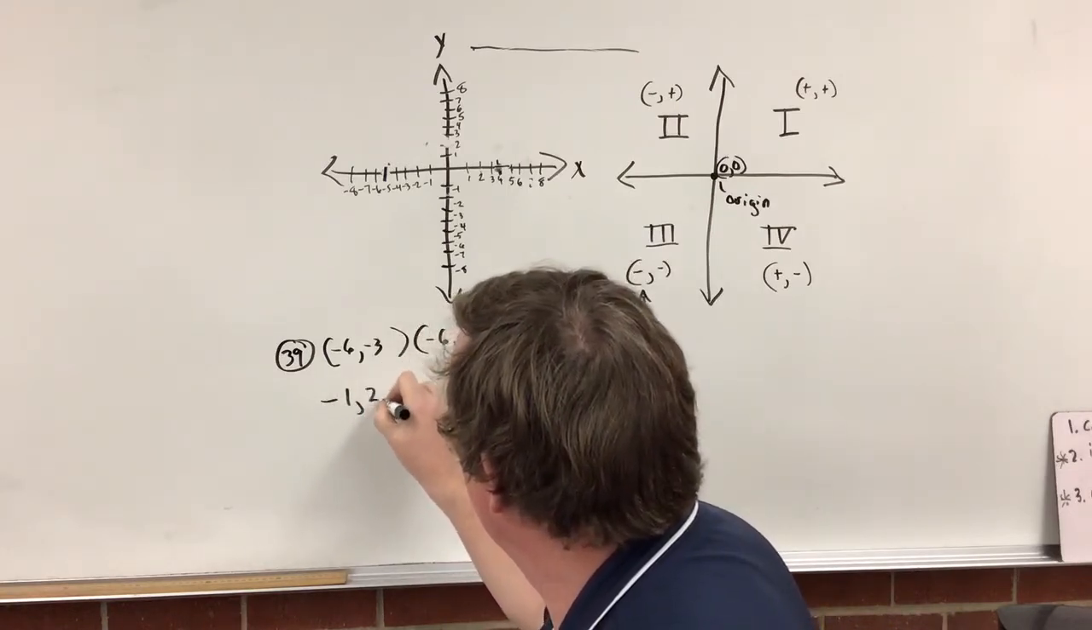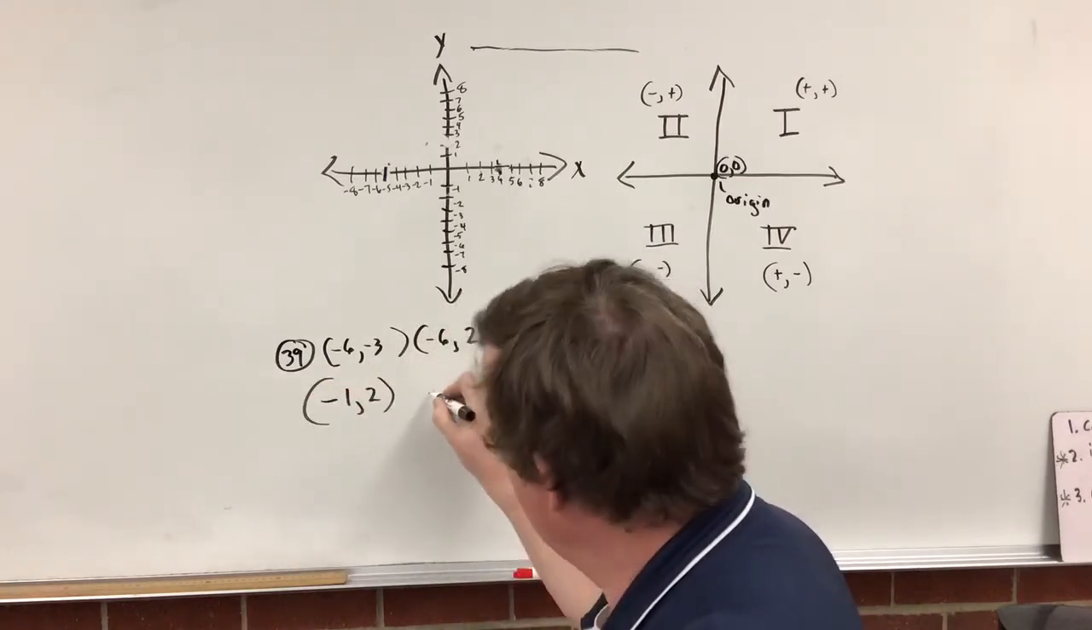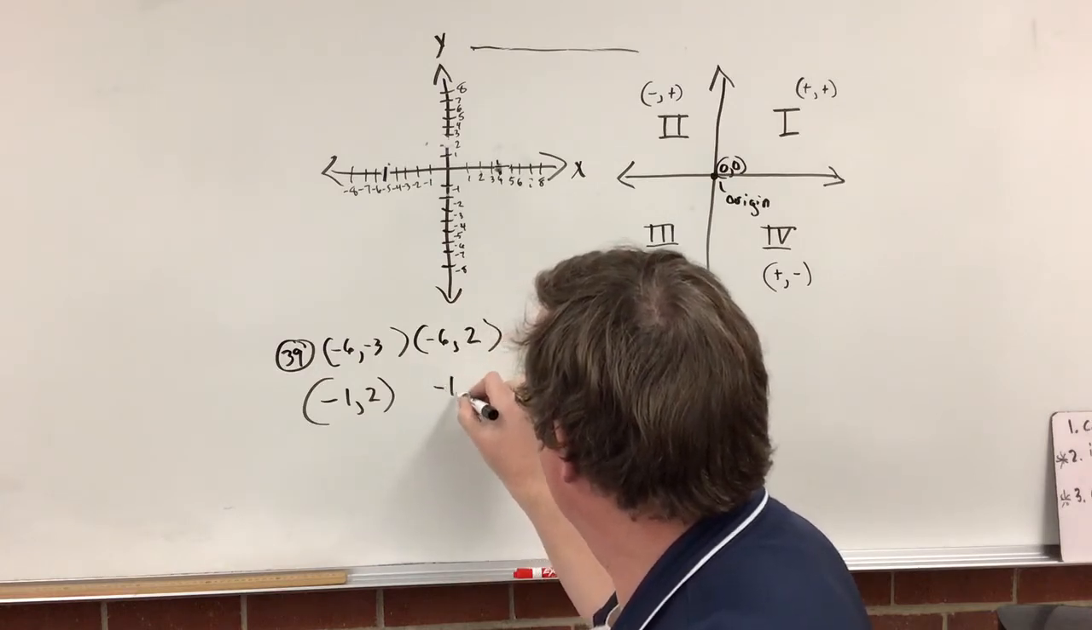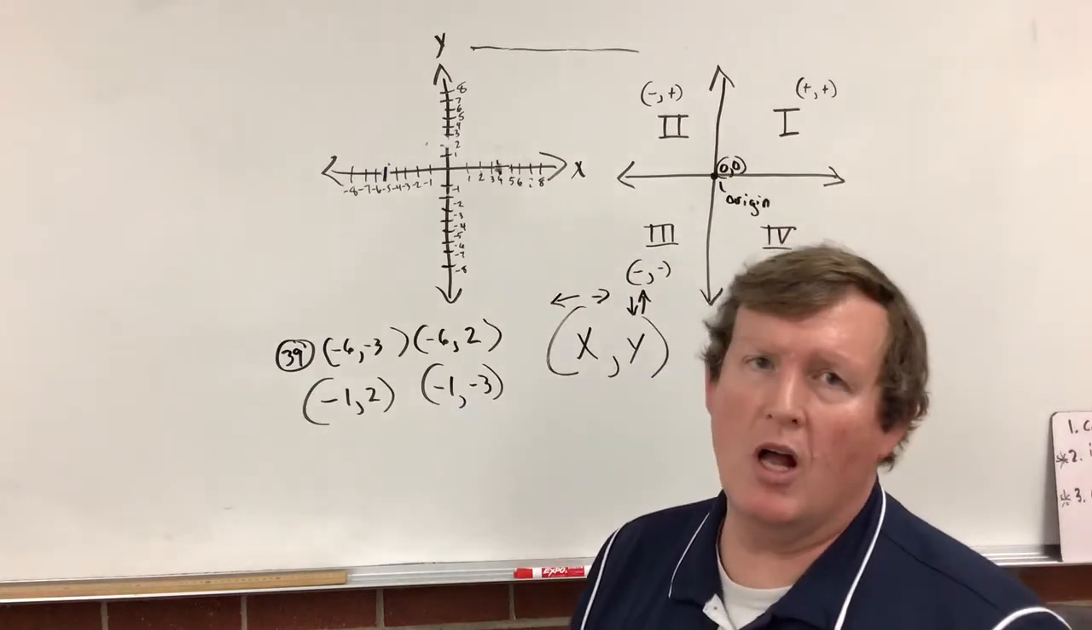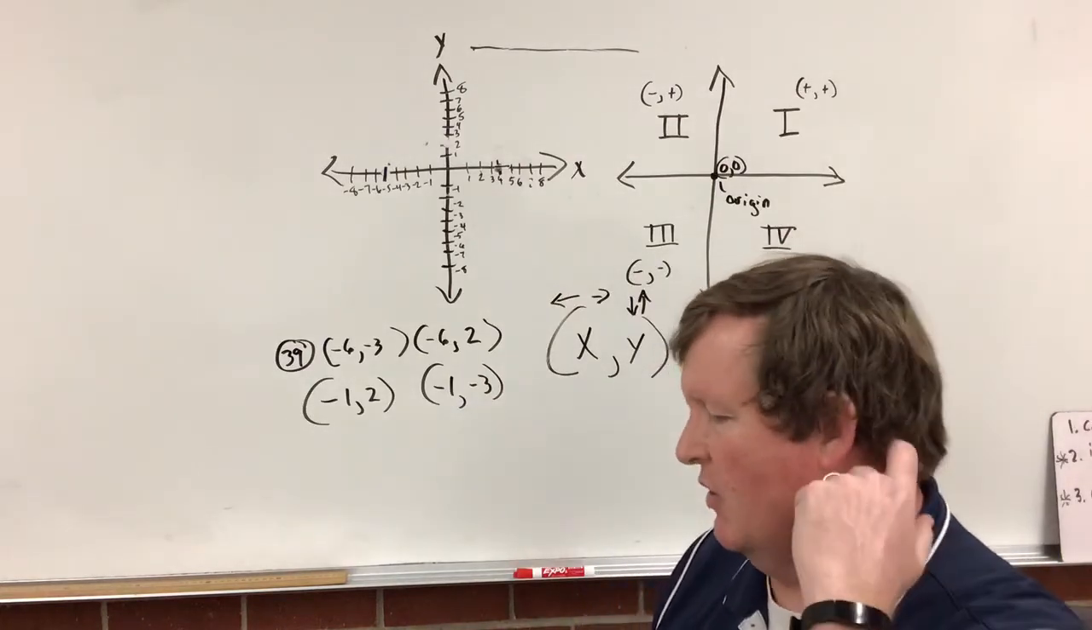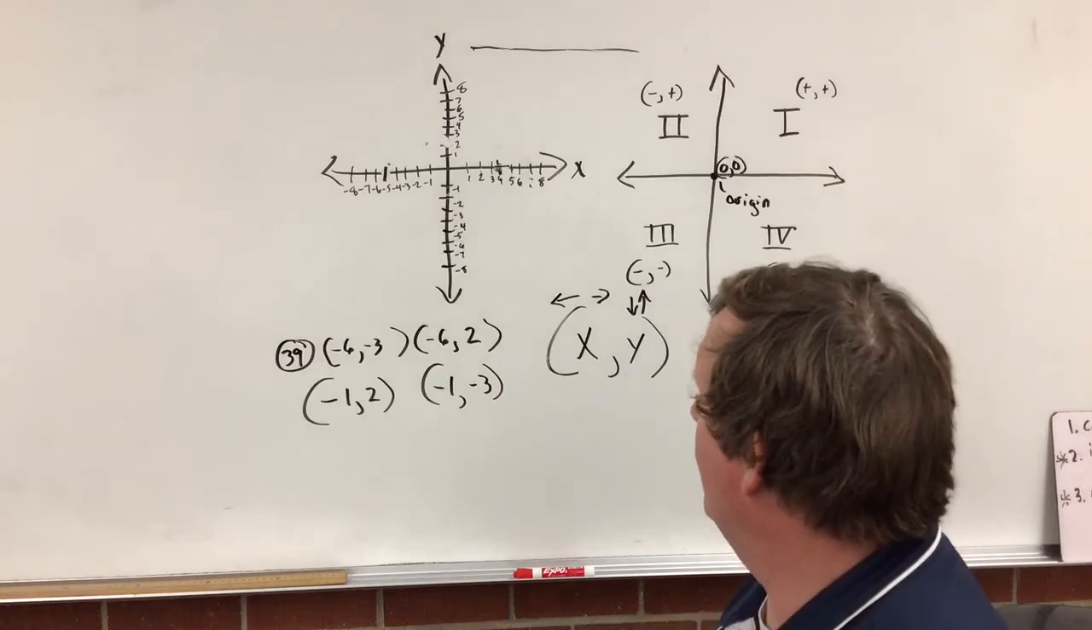-1, 2. -1. -3. Okay? And you may have to draw a separate coordinate for each one of these so that they don't land up on top of one another.